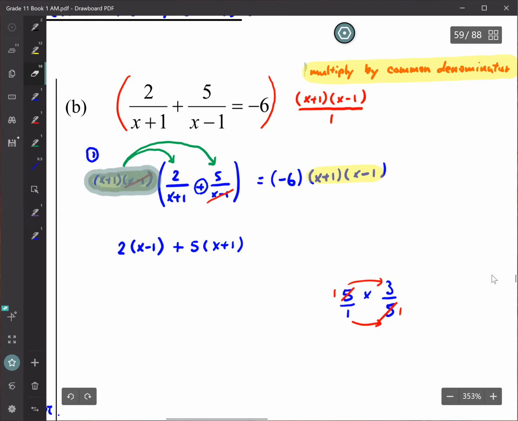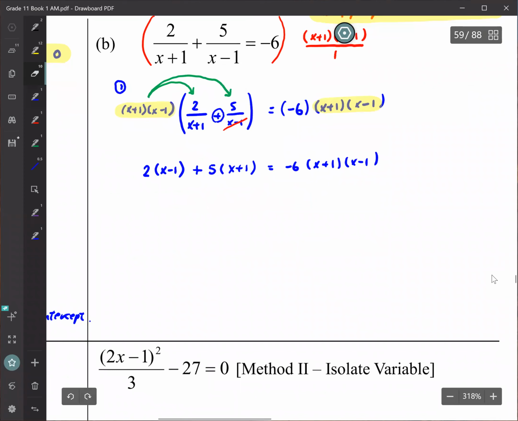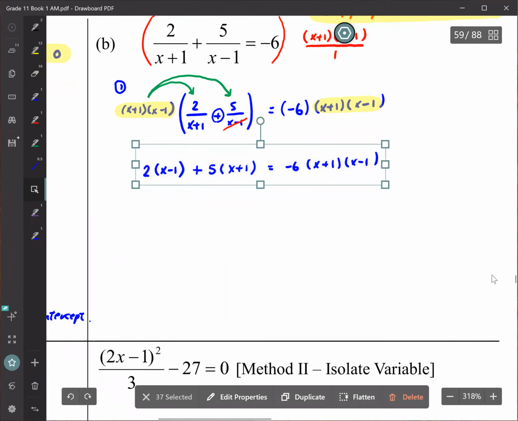Okay, so let me erase this again. Now for the right side, there's no fraction, so that's pretty easy. We just try to expand everything. Let's leave it for now. Just copy the same thing down first. Let me erase this. I don't want to run out of space. And I'm going to pull this out.